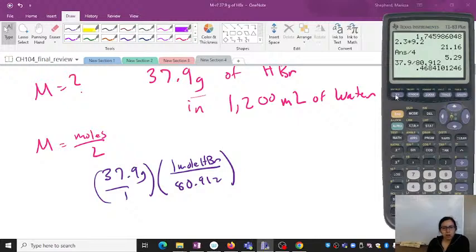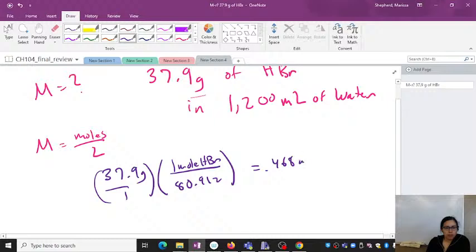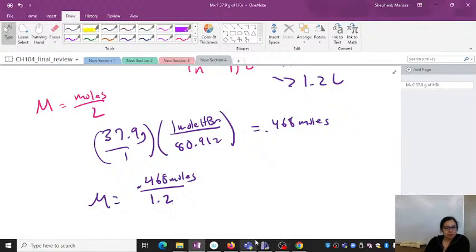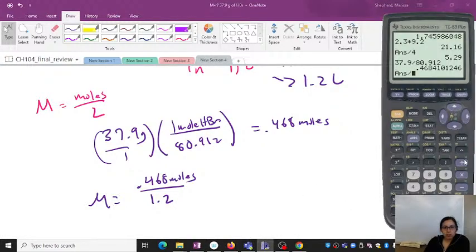So then that should give you about 0.468 moles. And then we need to convert milliliters to liters. So how many liters is this? 1.2 liters, and now we just have to plug that in. So 0.468 moles divided by the 1.2 liters. You could have done it in the dimensional analysis form, I just did not. So that gives us 0.39 molarity.